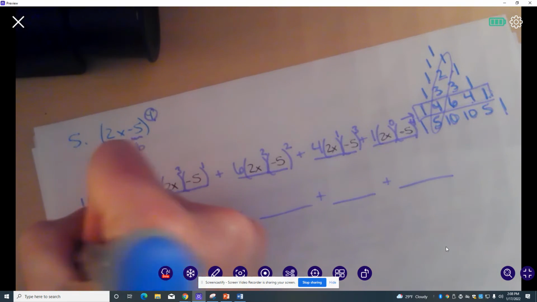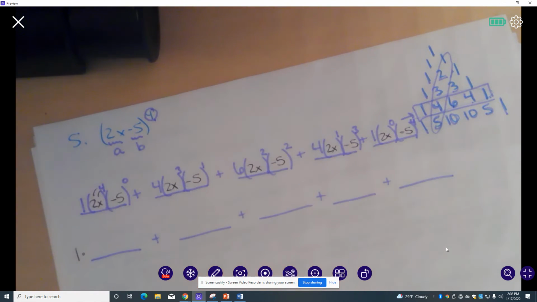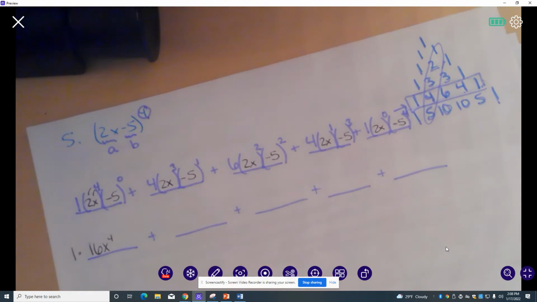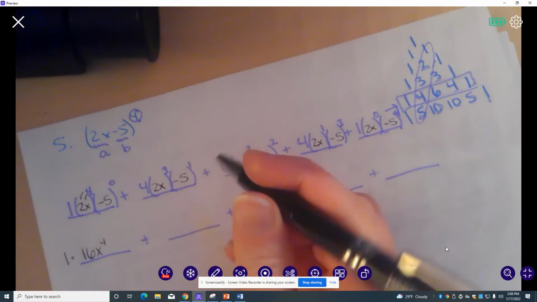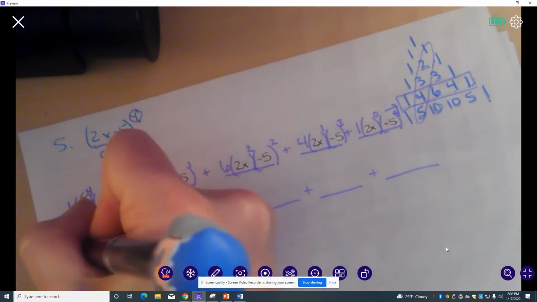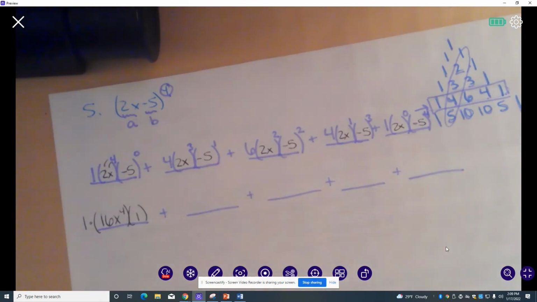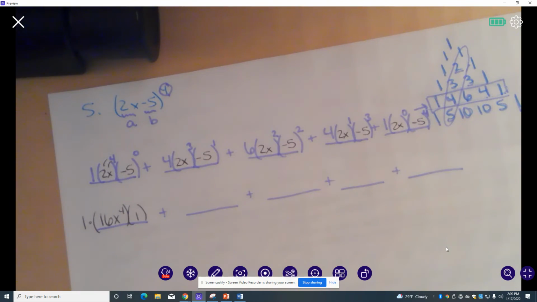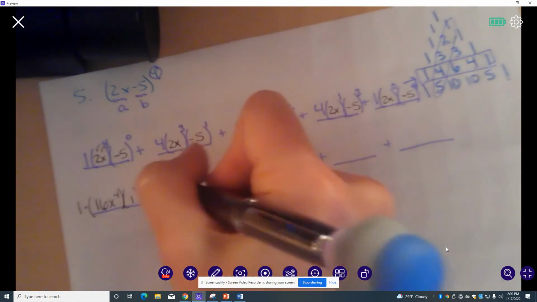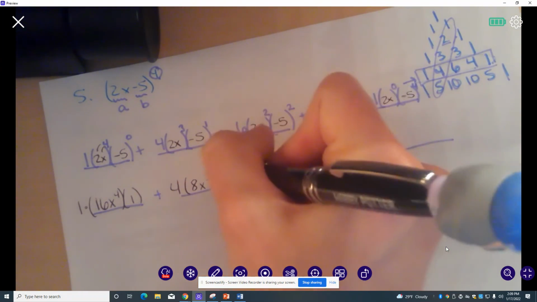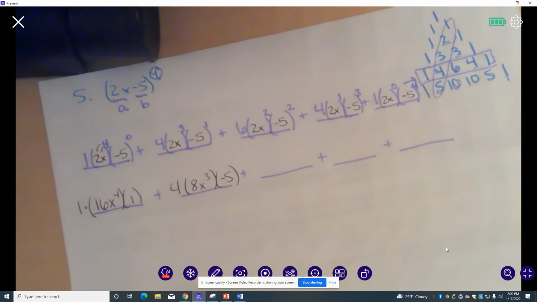Okay. So I'm going to have a 1 in the front, 2x to the 4th. So 2 to the 4th is 16. And then x to the 4th is x to the 4th. And negative 5 to the 0 power, anything to the 0 power is 1. Okay, so I'm going to be left with 1. Okay, I'm going to do 2x to the 3rd power. 2 to the 3rd power is 8. So I'll have 8x cubed. And then negative 5 to the 1st power is negative 5.